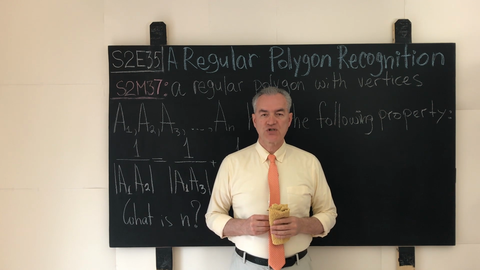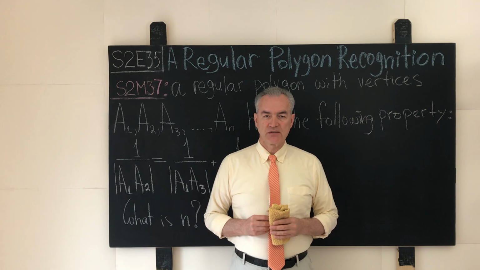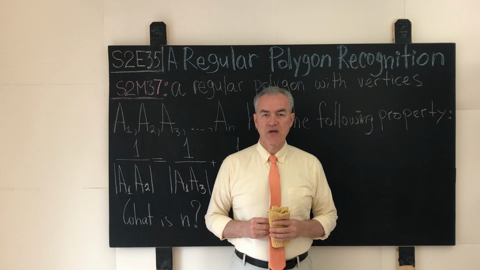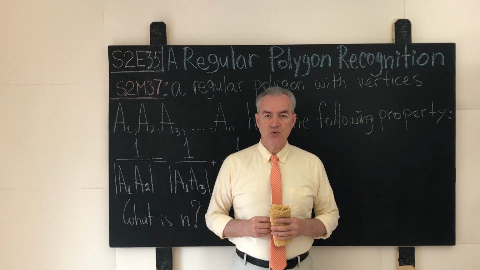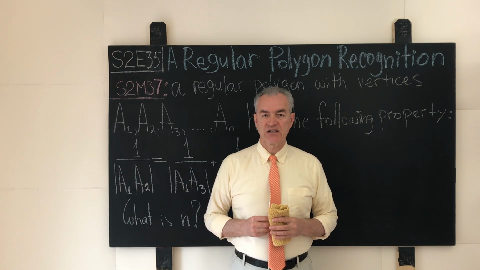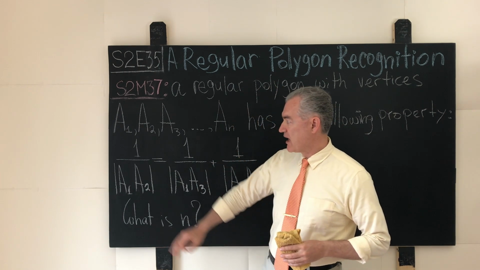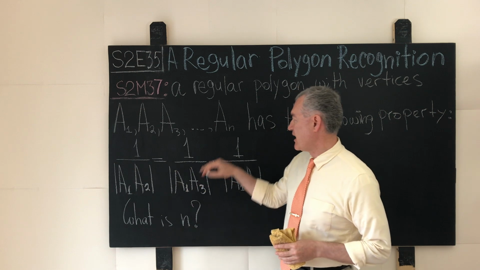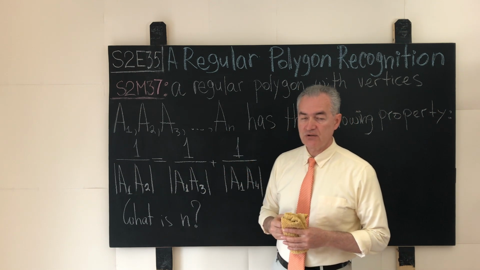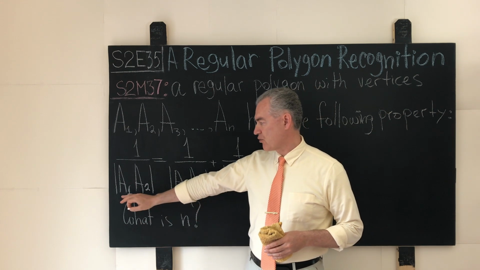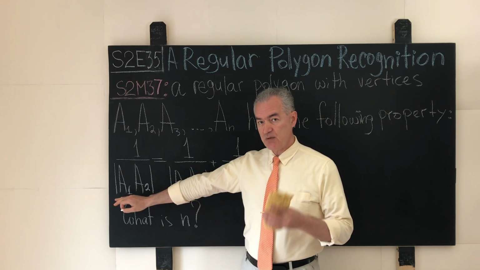Welcome to the Problems Channel Season 2, Episode 35, the episode which I titled A Regular Polygon Recognition, because in this episode we will solve a mathematical problem in which we are asked to recover precisely the shape of a mystery regular polygon on n vertices named a1 through an if we are given a relation across the distances between the vertices of the said polygon that has the following shape known ahead of time.